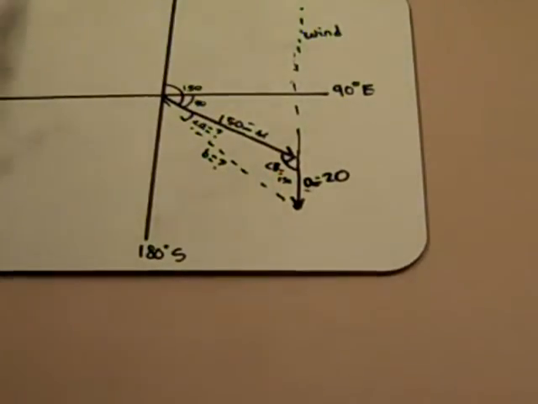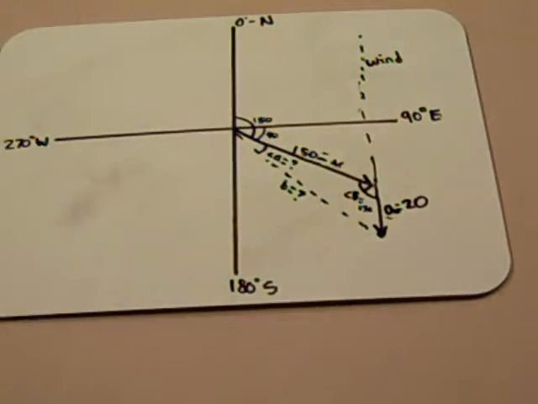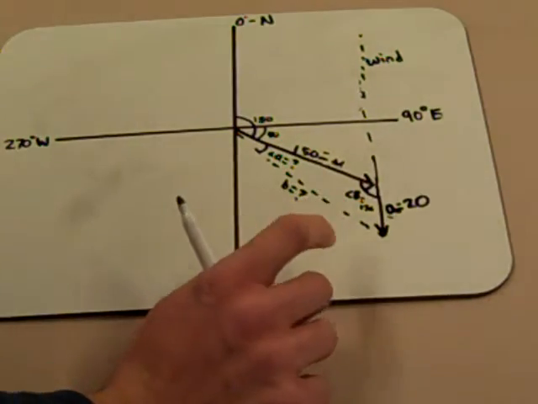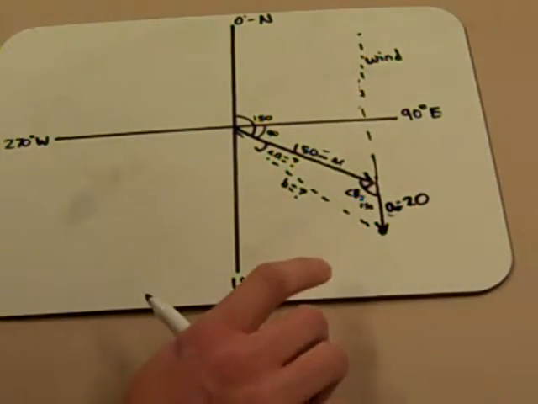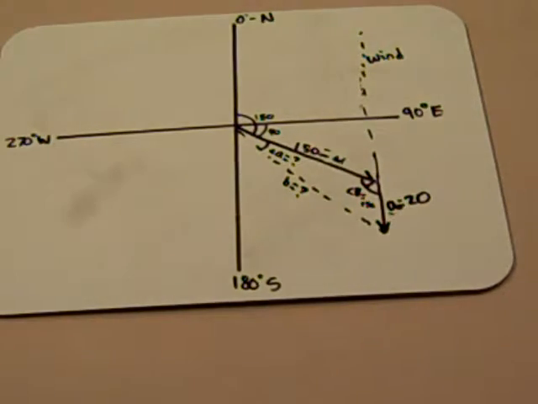We can find the course by using the law of cosines, which is b squared equals a squared plus c squared minus 2ac cosine b. In this problem, we will say that the heading is side C, the wind is side A, which is 20, and the course is side B. From the prompt, we know that C equals 150, A equals 20, and angle B equals 150 degrees.